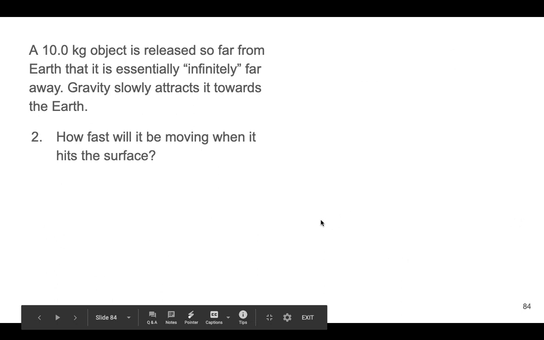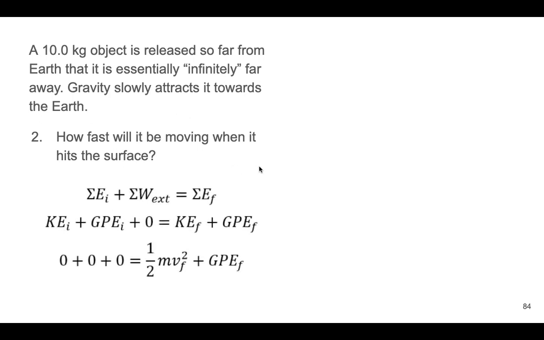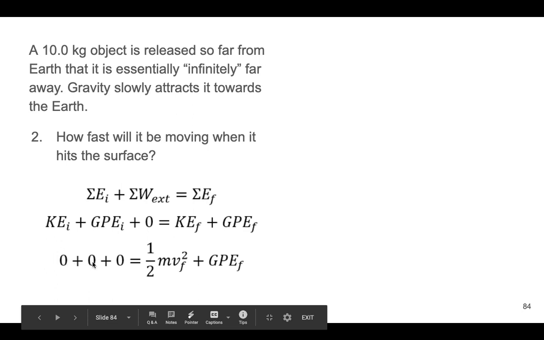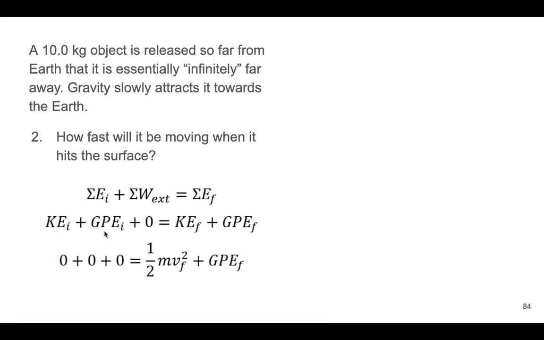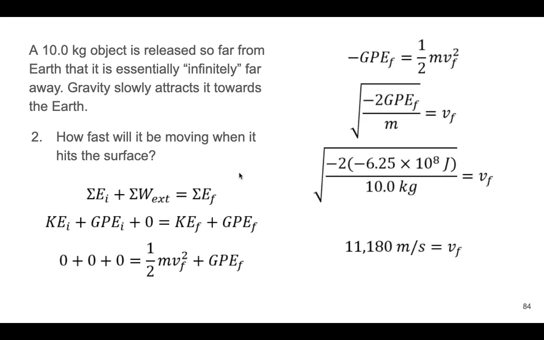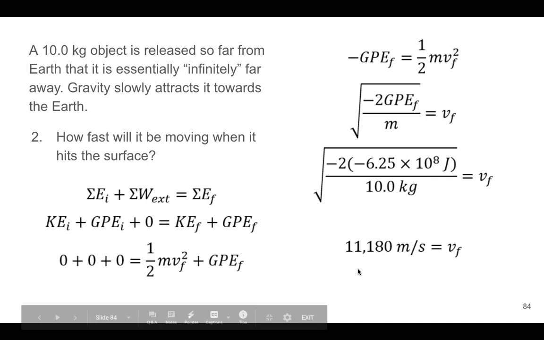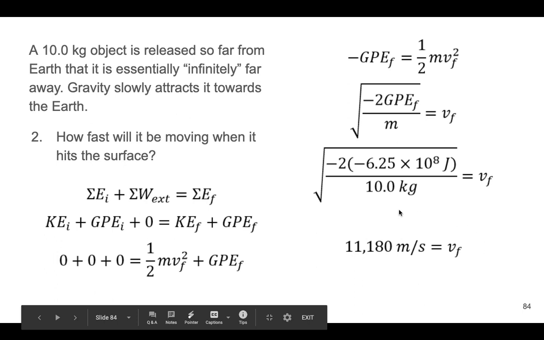So the second part: how fast will it be moving when it hits the surface? Same kind of math. I would recommend starting this not when you're 1 Earth radius above the surface. Start this again when you're at the Kuiper belt, because it makes your math easier. So no kinetic energy at the beginning because we're not moving. No GPE at the beginning because we're infinitely far away. No work being done. And then at the end, we're moving and we're close enough to the Earth that we have to consider GPE. So same math, plug in the stuff, you get a number. And this time you get 11,180 meters per second as our V final. Remember this number. This number will come up in slides in the future. 11,180 meters per second.